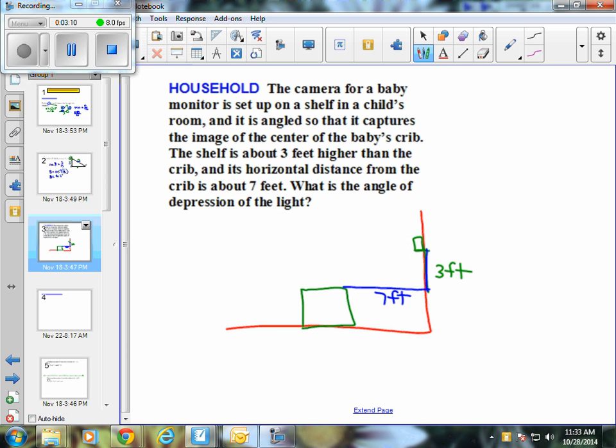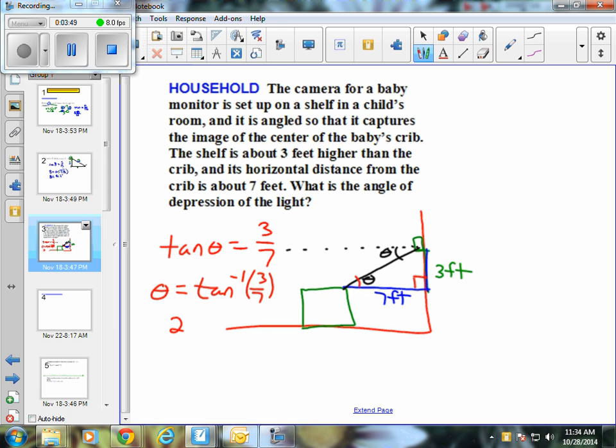What they want you to figure out is the angle of depression from the light on that monitor down to the crib. The angle of depression would be this angle up here. But the angle of depression is always equal to the angle of elevation going the other way, so you can think of it that way if that's a little bit easier. That's the angle they want you to figure out in this little right triangle that has a 7 and a 3. You know opposite and you know adjacent, so that would be tangent. Tangent of theta is equal to 3/7. So to solve for the angle, it would be inverse tangent of 3/7, which works out to be 23.2 degrees.